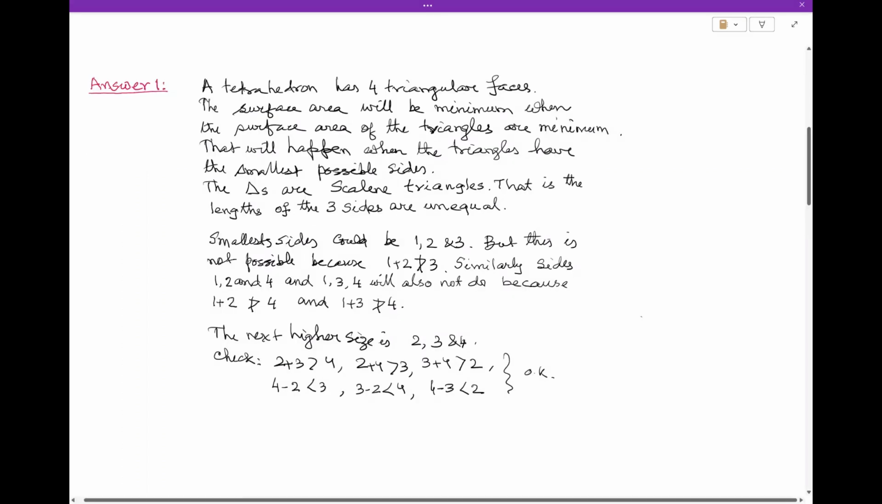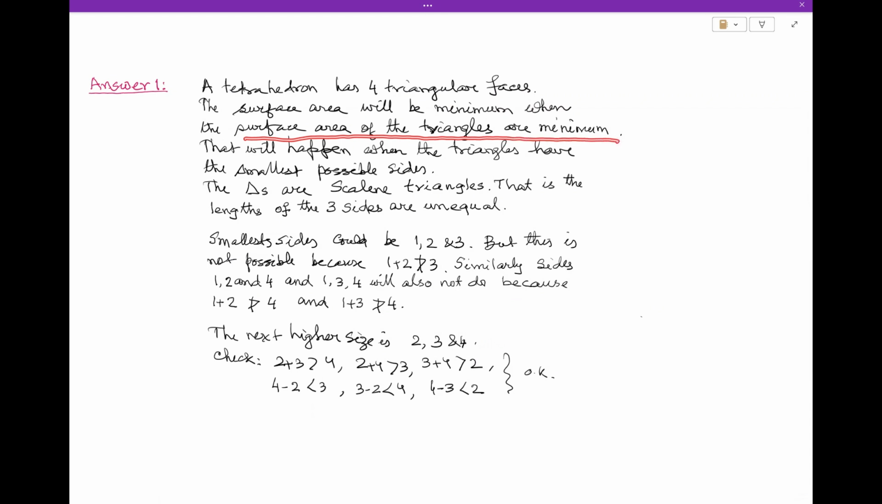A tetrahedron has four triangular faces. The surface area will be minimum when the surface areas of the triangles are minimum. That will happen when the triangles have the smallest possible sides. It is given that the triangles are scalene triangles, that is, the lengths of the three sides are unequal.